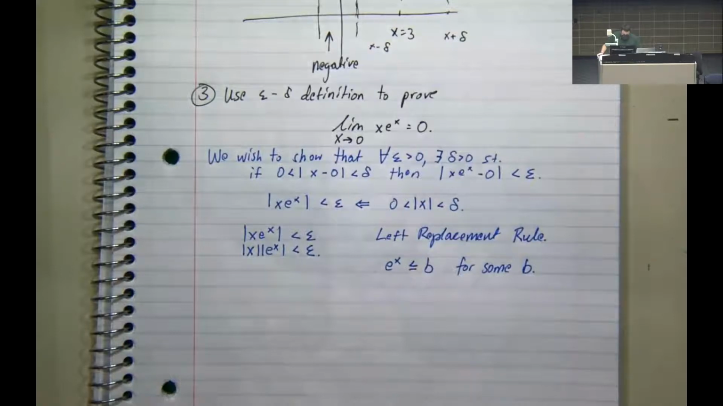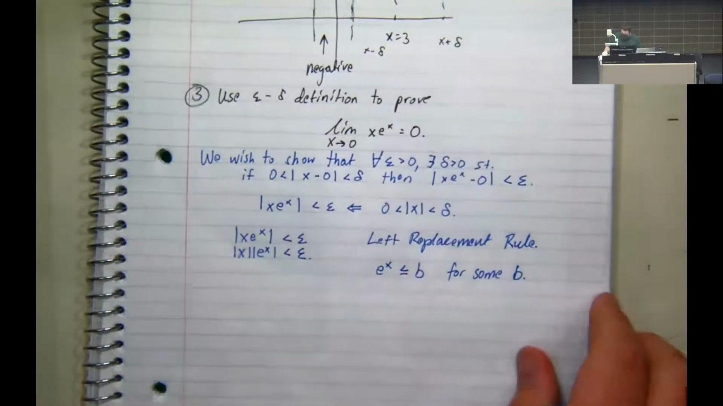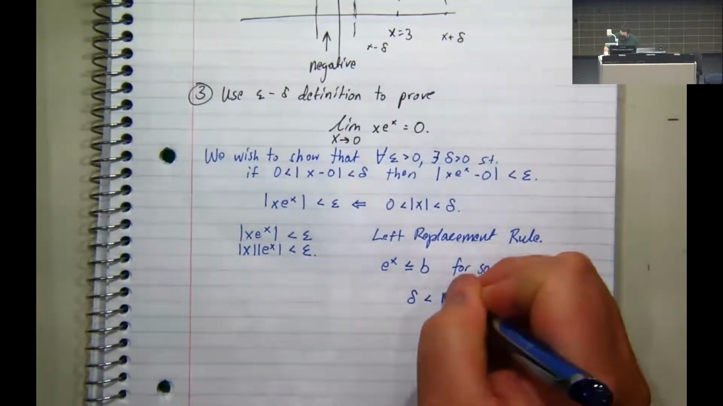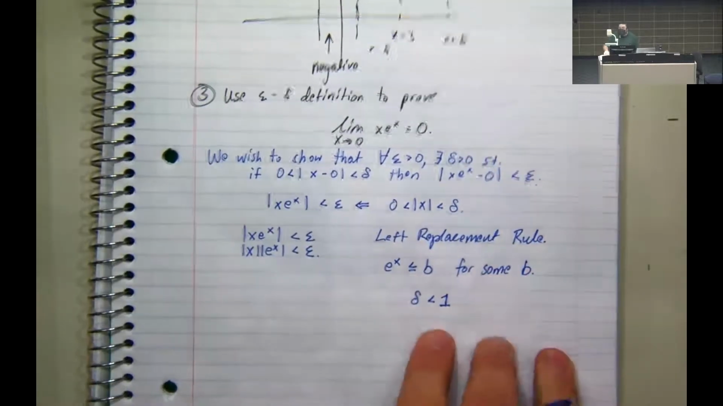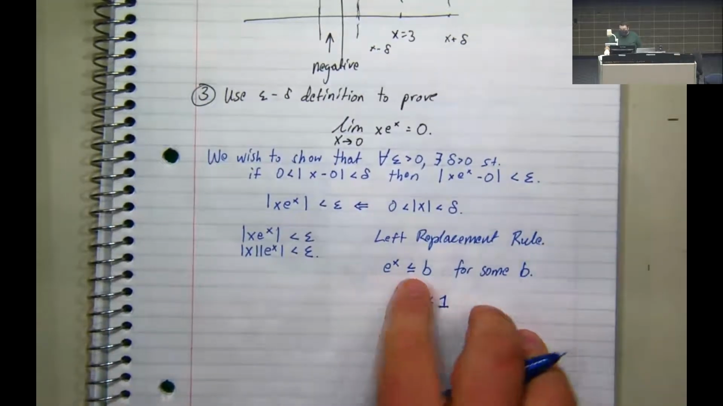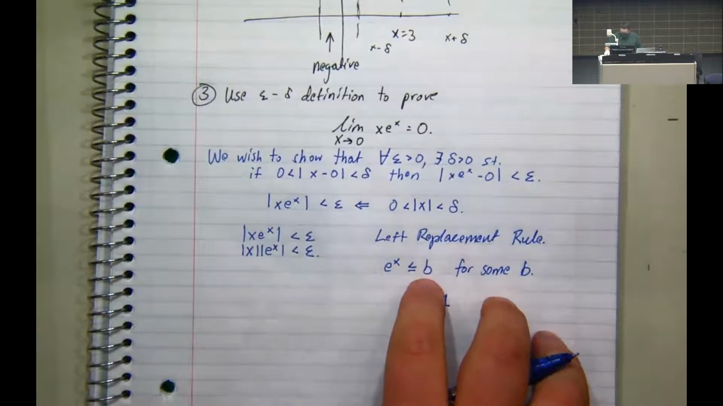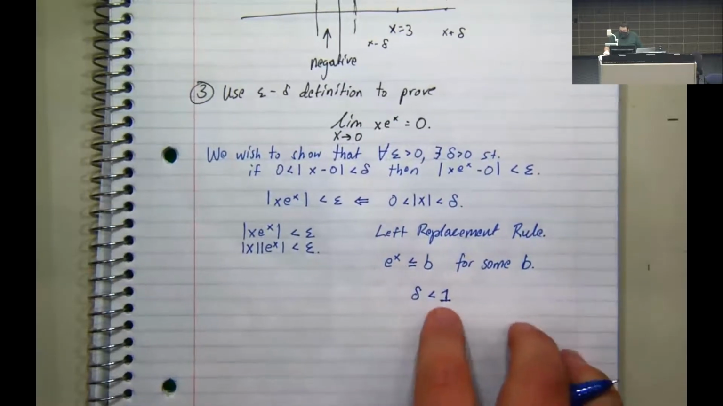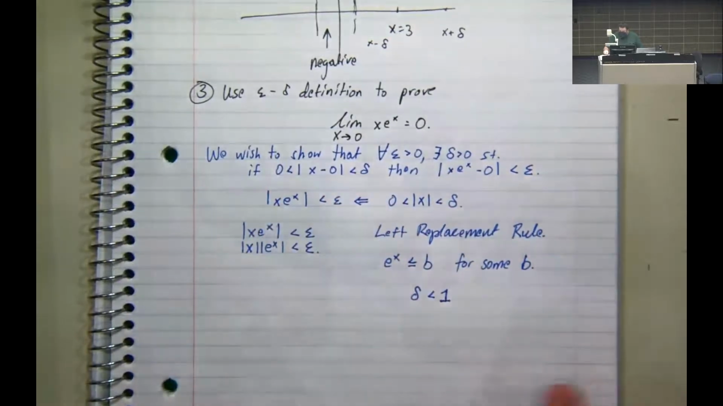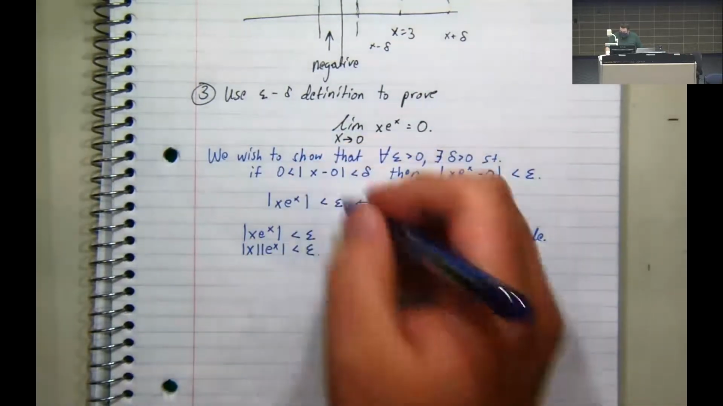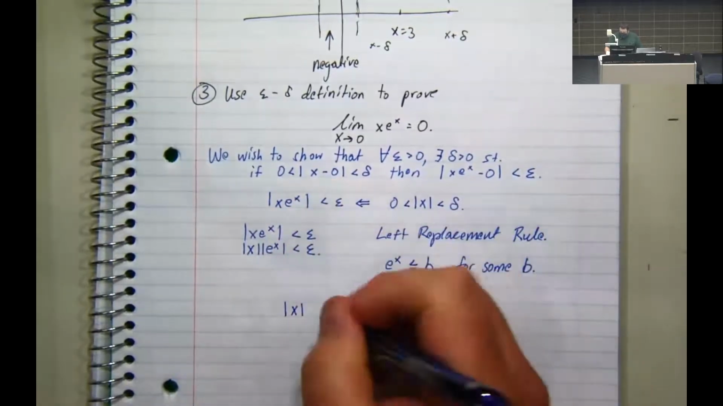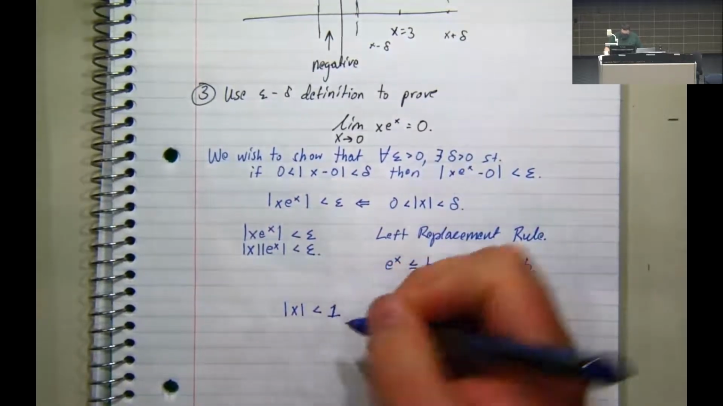So what we're going to do is we're going to assume that delta is less than 1. Why do we do that? Well, from delta being less than 1, we're going to work back and determine what value of b we can use. So that's when we start going through delta here. So if delta is less than 1, what we end up with is absolute x from here is less than 1.